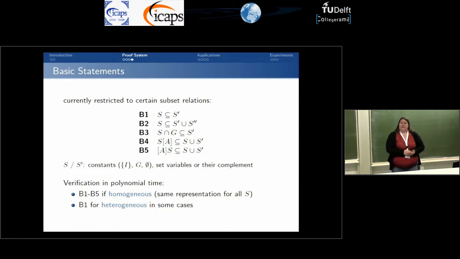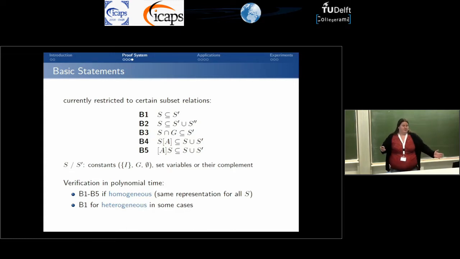Now finally, our last part is the basic statements. We are currently restricting only a very small amount of subset relations as basic statements, and these are the statements that we need in order to apply the rules, and also statements that are verifiable in polynomial time. So this is why we restrict ourselves to this for the moment.